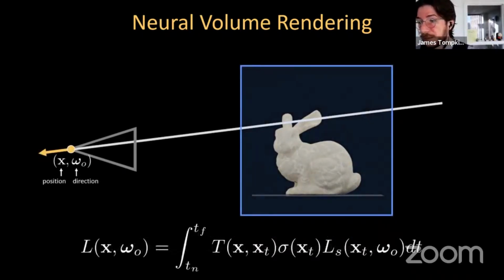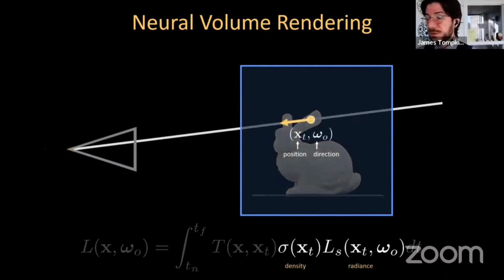So let's define X as the center of projection of the camera, and then let's define the ray direction as omega O. What we want to compute is the radiance L that hits that particular pixel. Within volume rendering from classic computer graphics, we can solve this via an integral from some near plane, Tn, to some far plane, Tf, parameterized along the ray by T. So T moves us along the ray. Let's look at each of these terms individually.